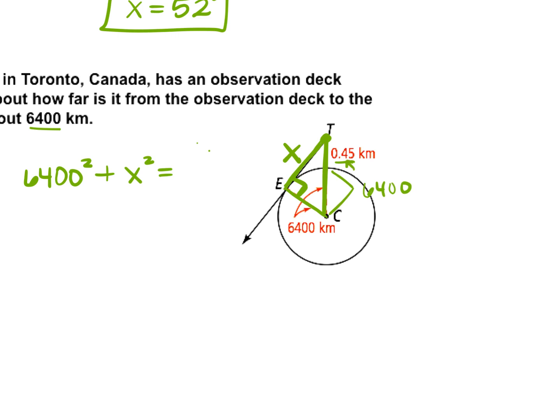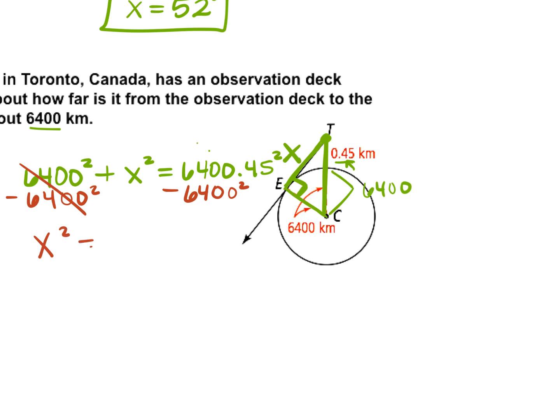They did not do a very good job of drawing this to scale at all. We just have to add that together. 6,400.45 squared. Okay, so you're going to take 6,400 squared away from both sides. So it's going to be x squared equals 6,400.45 squared minus 6,400 squared. Okay, and you get this number, 5760.2025. Don't round that. That's an exact answer. So just leave the whole thing there.